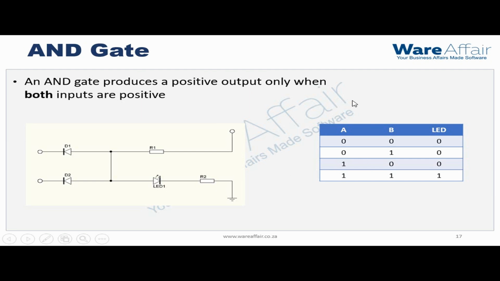On the right side of the screen, there's a logic table showing us the output for each of the inputs. When both inputs are 0, the output will be 0. When one of the inputs is 0, the output will be 0. Only when both inputs are 1, the output will be 1. Meaning that the LED will only turn on if the positive voltage is applied to each of the inputs.